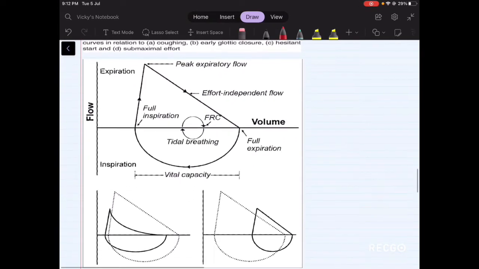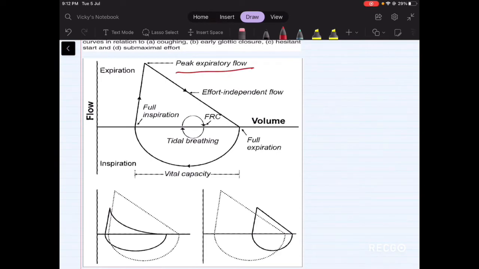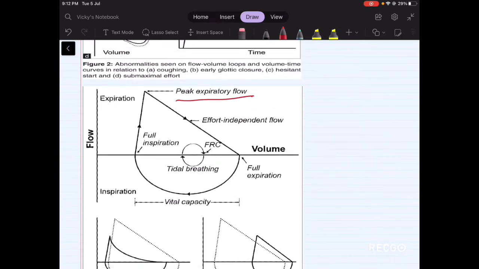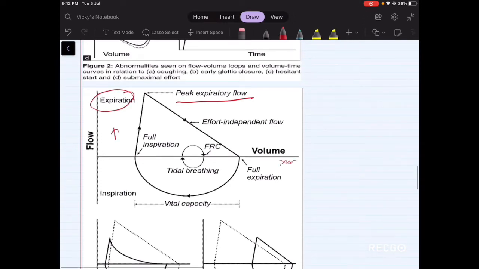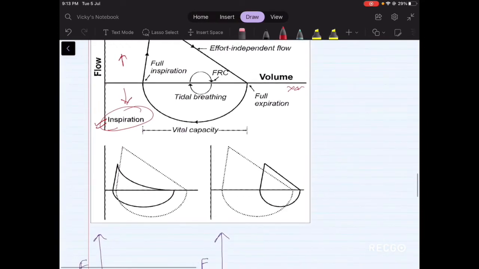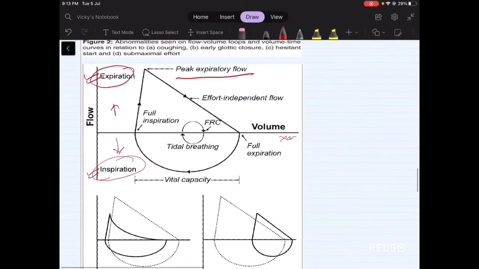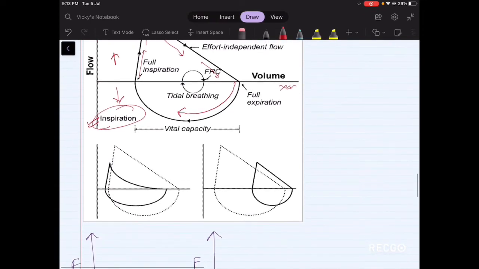This I have already explained. Peak expiratory flow I have explained, right? And one important thing: expiration is above the x-axis, and inspiration is below the x-axis. This is one of the basics of spirometry, right? So inspiration is below and expiration is above. And this is a normal graph. It peaks and then it makes a triangular shape, and then inspiration is like a semicircle, right? So this graph is actually showing what is happening in this graph.